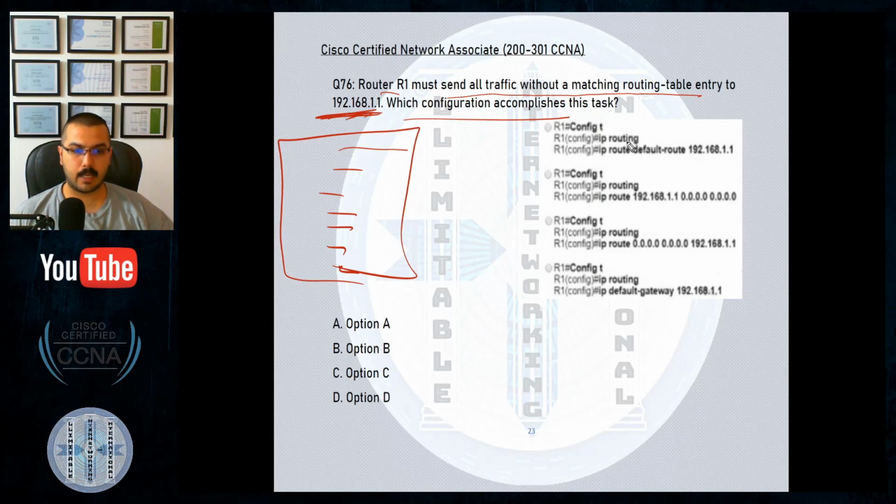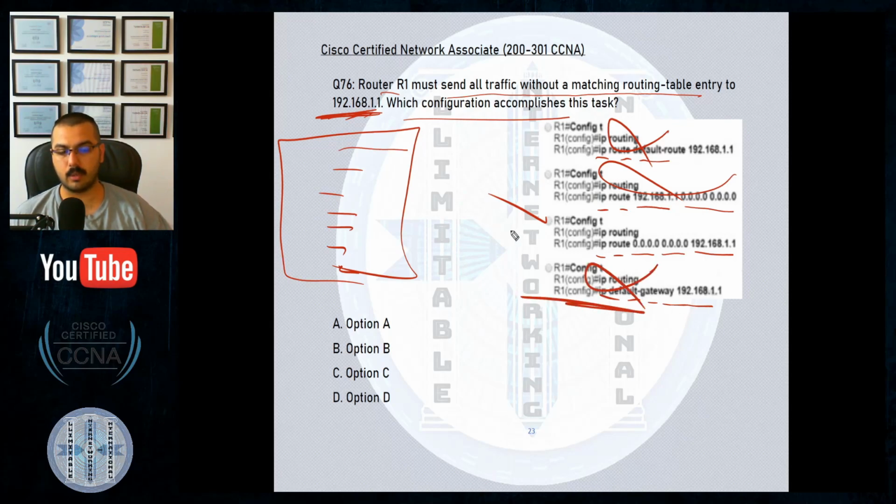Okay, so ip route, default route. No, it's not this way. ip route this network to zeros. This is definitely incorrect. ip route 0.0.0.0 0.0.0.0 with this next hop. That is definitely correct. And ip default-gateway, this one, no, this differs. This is for switches. Okay. So this command is the correct command to configure a static default route with the next hop of this one. So that would be option C.